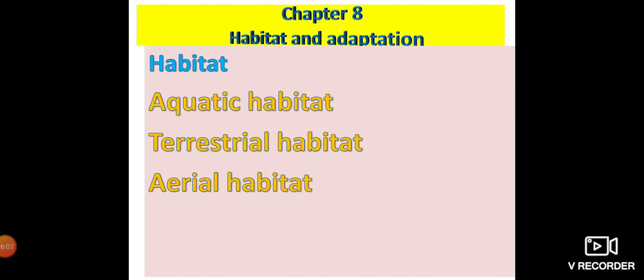So we can define habitat as the natural home of an organism and its immediate surroundings. Habitat is the natural home of an organism and its immediate surroundings. So what is a habitat? The natural home of an organism and its immediate surroundings is called its habitat. So that's about habitat.